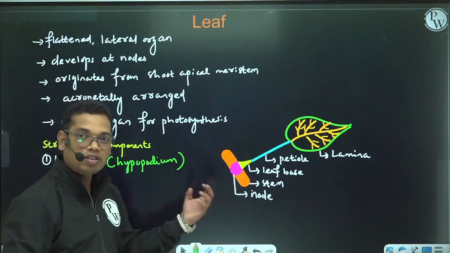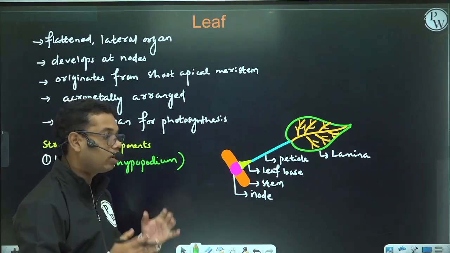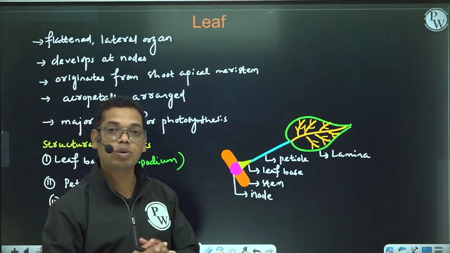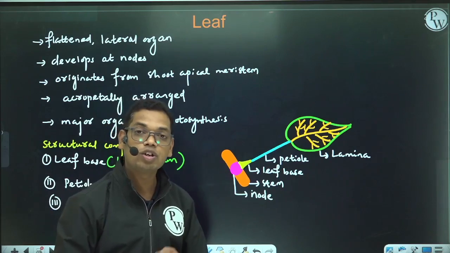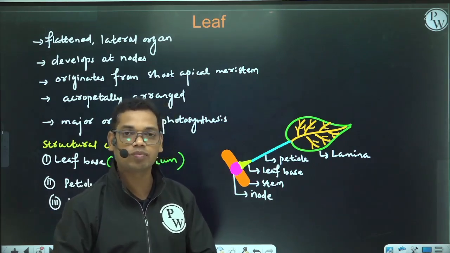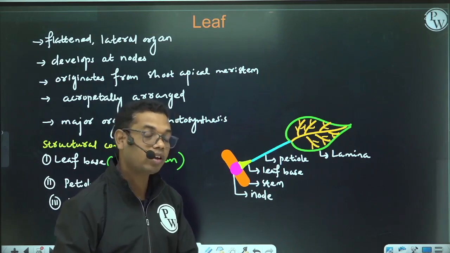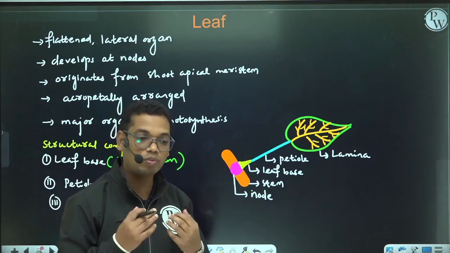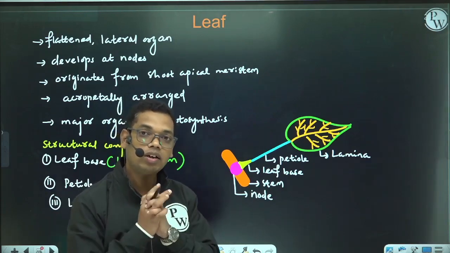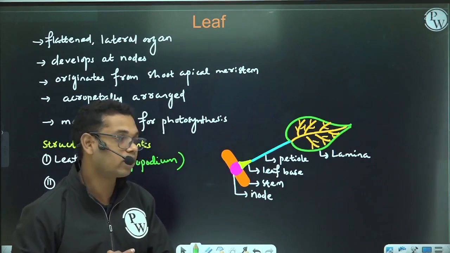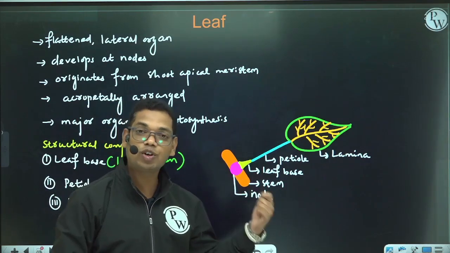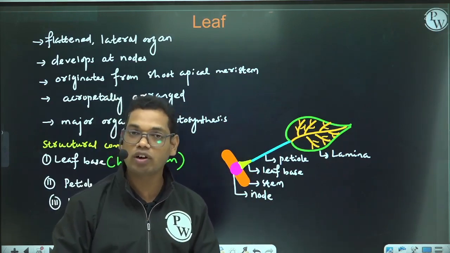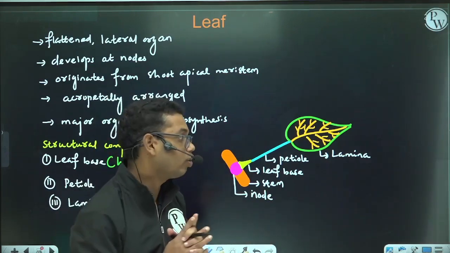Okay, and in some cases it can be swollen. In some cases it can form a sheath. For example, in some legumes like Mimosa pudica, it is swollen, and such swollen leaf bases are called pulvinus. And in some monocots it will form the sheath, and that sheath will cover the stem either completely or partially. So I can say the leaf base in some legumes, not all legumes, is swollen, and such swollen leaf base is called pulvinus.